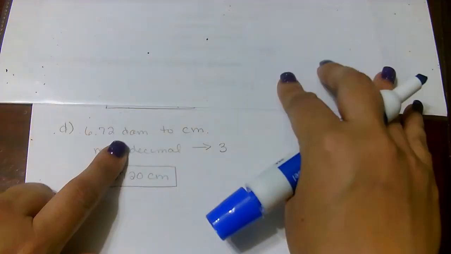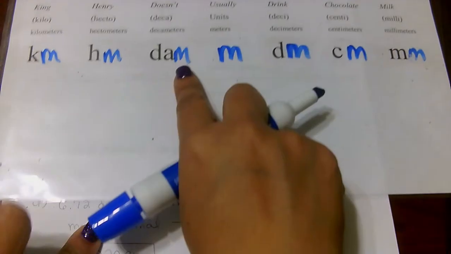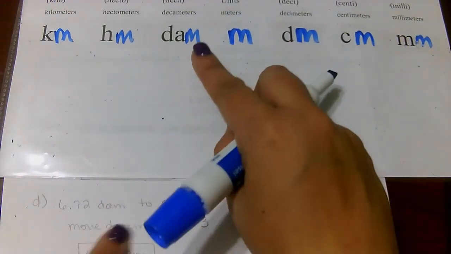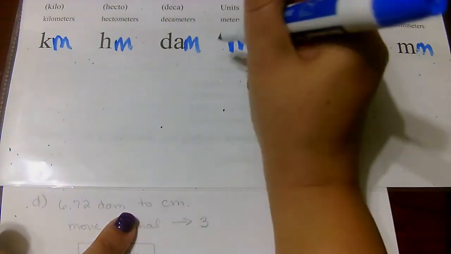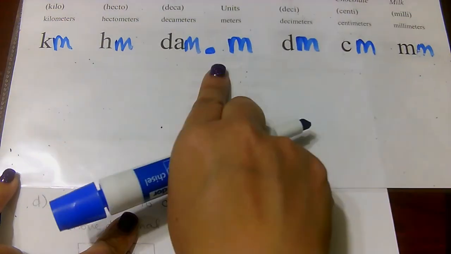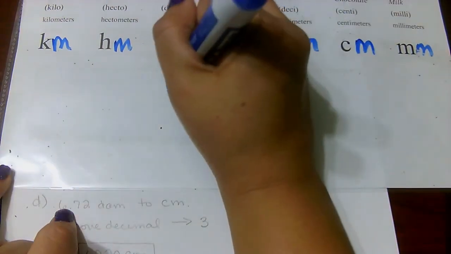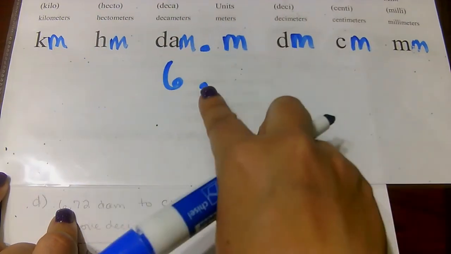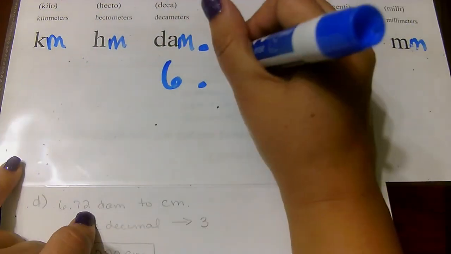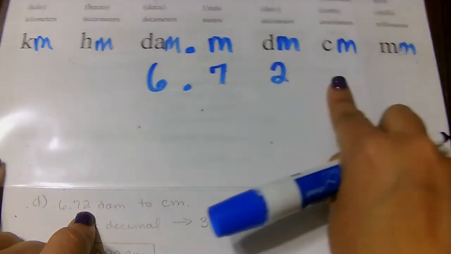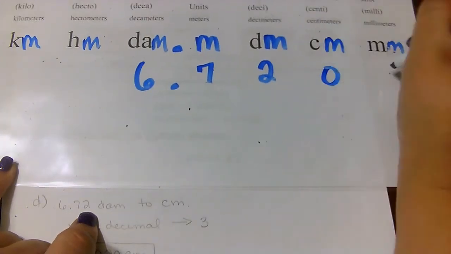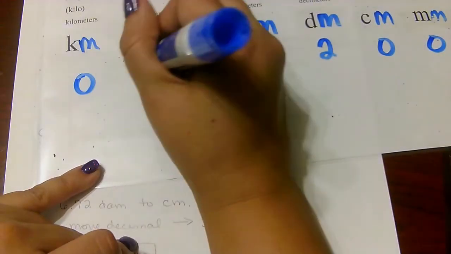Last one is, let's go ahead and write it down. Here's our decameters right here. So I'm going to put my decimal place in between, and let's go ahead and put in our numbers. Here's our 6. Our decimal stays exactly where it is, and then the 7, 2. So 7, 2. I'm going to go ahead and fill out the rest with zeros in both directions.